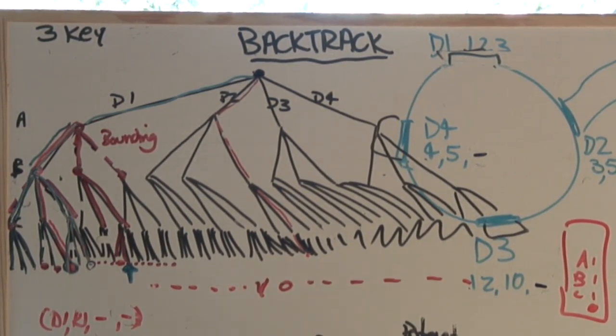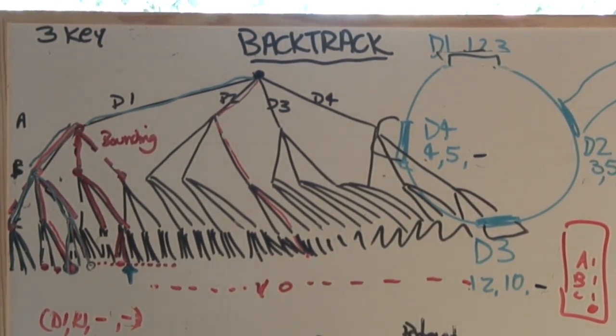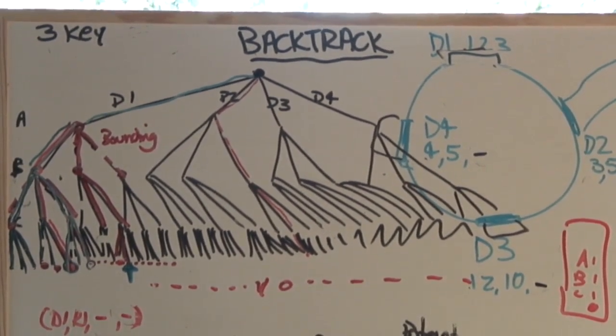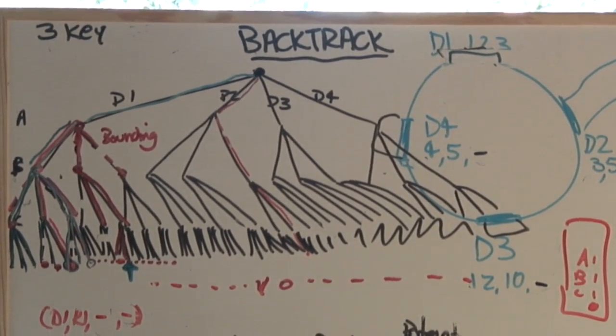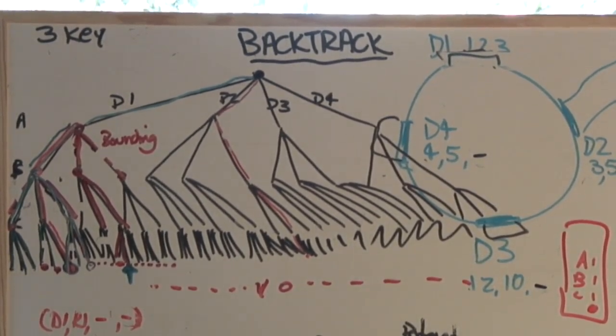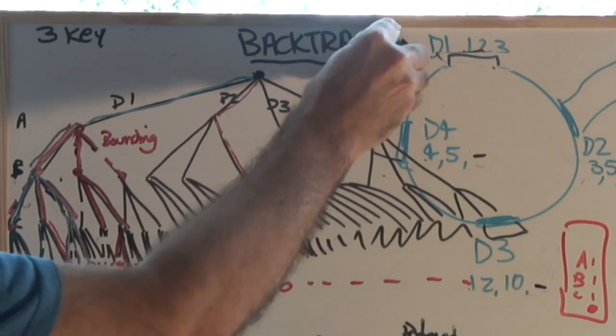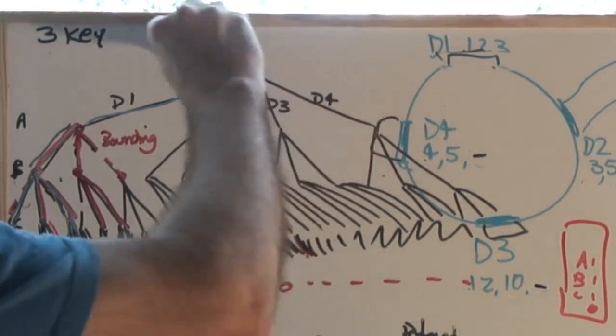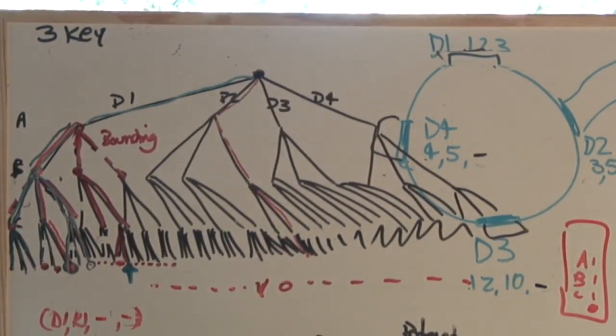Okay, I guess the other thing to talk about is a branch and bound algorithm. So that's a backtrack algorithm. It's very, very simple. Now let's look at a branch and bound algorithm.